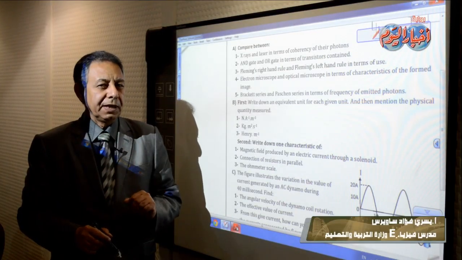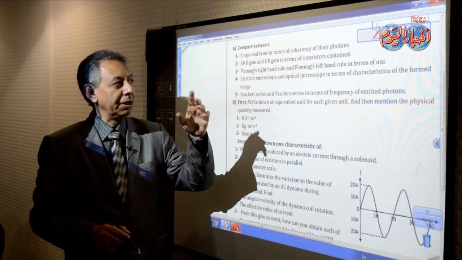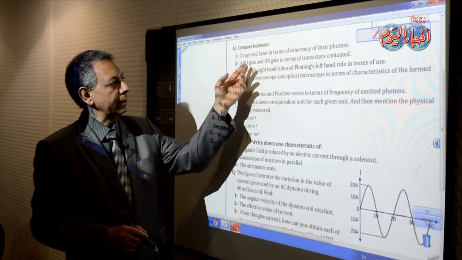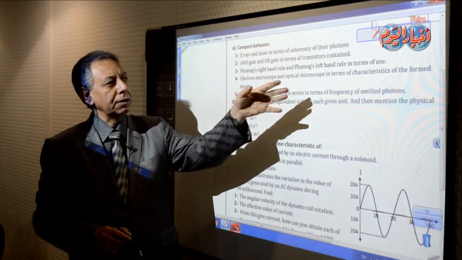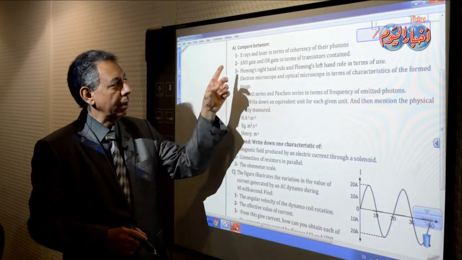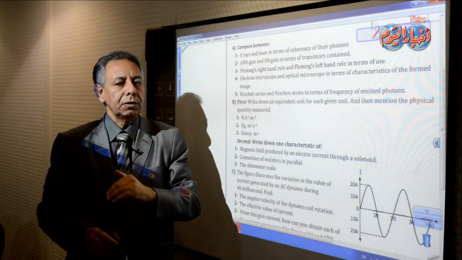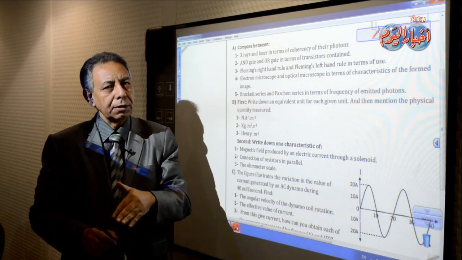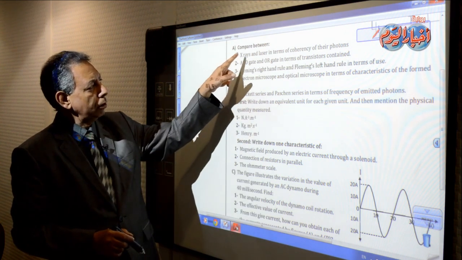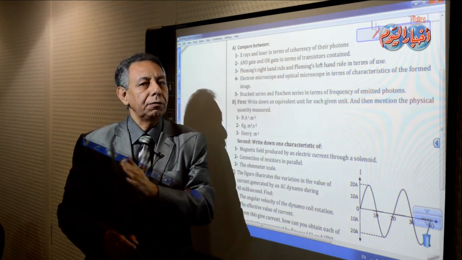Okay, that's fine. Let's now shift to the fourth question. We have here the first part in that question: compare between X-rays and laser in terms of coherency of their photons. Remember, in the Sudan exam, they mentioned the comparison between X-rays and laser, but in terms of wavelength. So that is a very important comparison. In this part, we are going to compare between X-rays and laser in terms of coherency of photons.